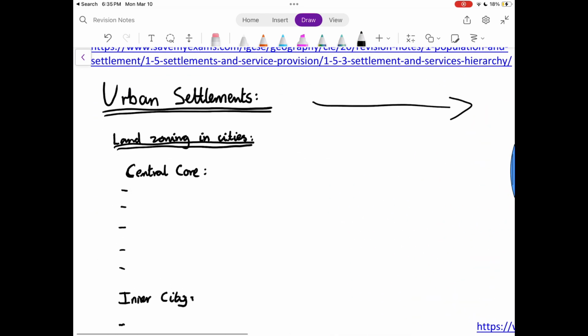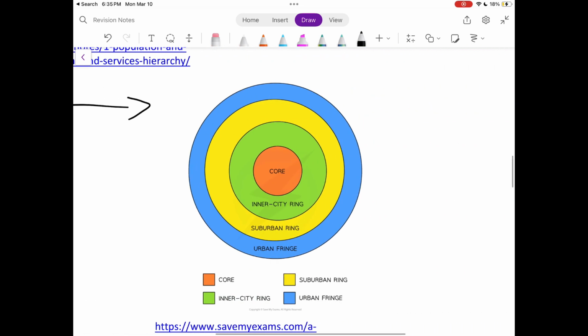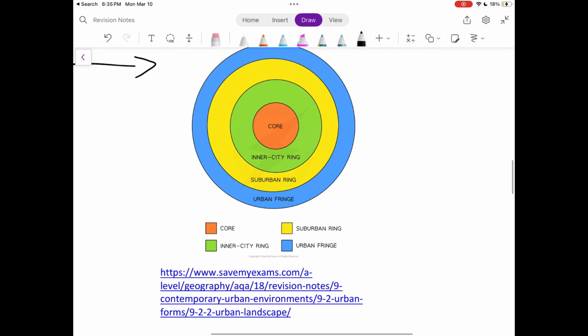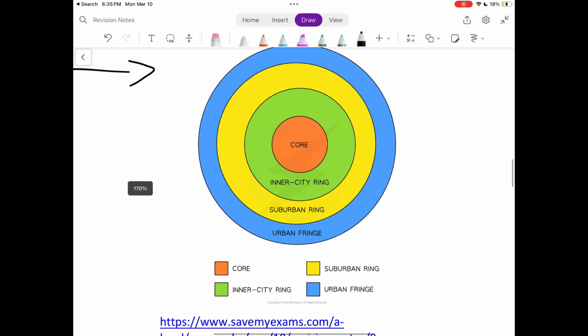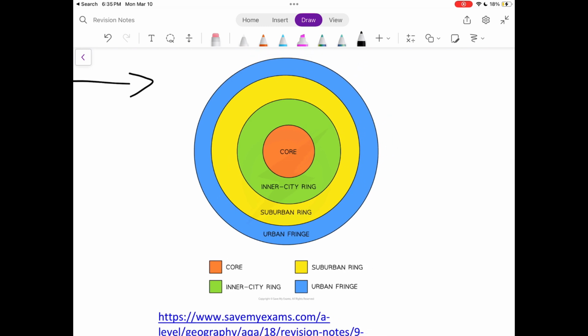Okay, so now we're going to be going into urban settlements and the land zoning in cities. So this is the Burgess concentric model. And basically this is the general structure of a city. So each city will contain a core, an inner city ring, a suburban ring, and an urban fringe. Just keep in mind that this model is not representative of every city, and not every city fits this model, but it's just a general model based on how most cities are structured.